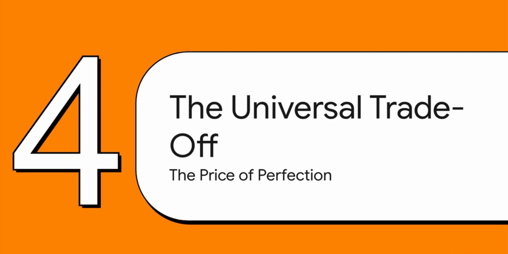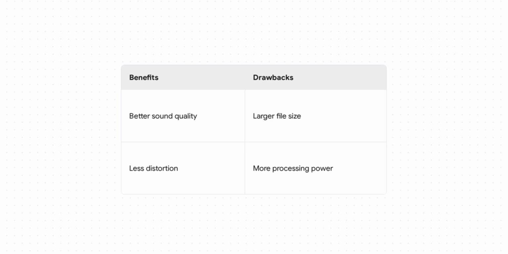So whether we're talking about text or sound or images, you might be starting to see a common thread here. It seems like every time we try to get a more perfect, more accurate digital copy of something, we smash right into one fundamental, unavoidable trade-off. Let's just go back to sound for a second. The benefits of taking more samples are obvious, right? You get much better sound quality, way less distortion. But there's always a price to pay.